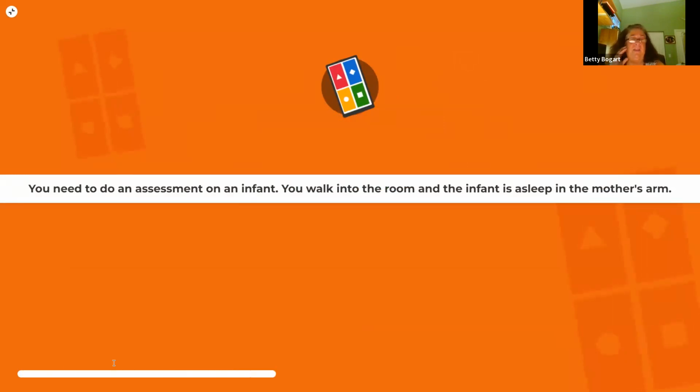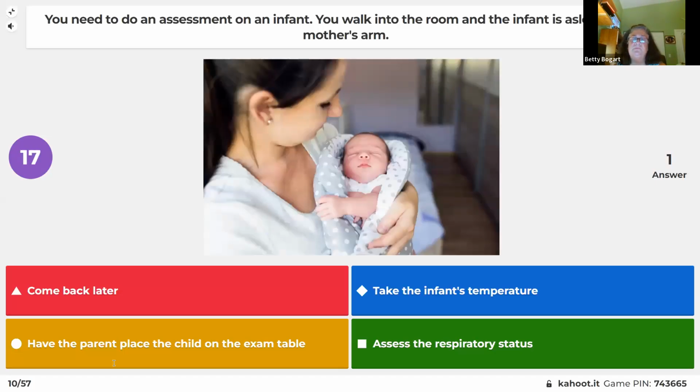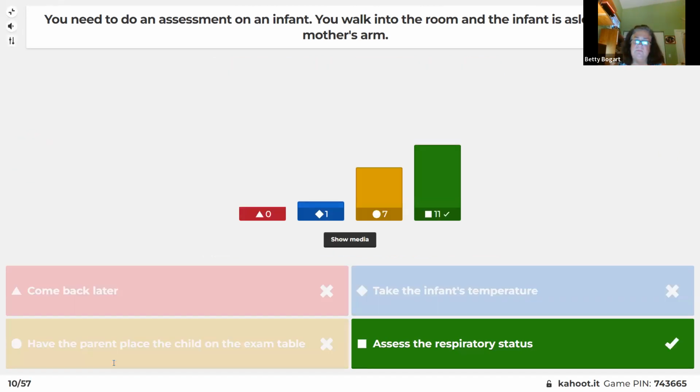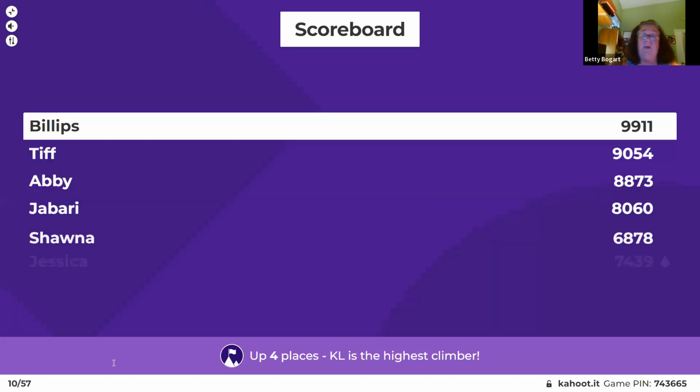You need to do an assessment on an infant, and you walk into the room and the infant is asleep in the mother's arms. What do you do? You need to do an assessment. So if an infant is asleep, they're not cooing, they're not moving, they're not tickled by a stethoscope. You can hear their respiratory status and listen to their heart sounds so much better. So if they're asleep, I'm going to listen right to their lungs and to their heart. That's what I'm going to do. Not put them down, because the child will wake up, and then I can't hear it that well.